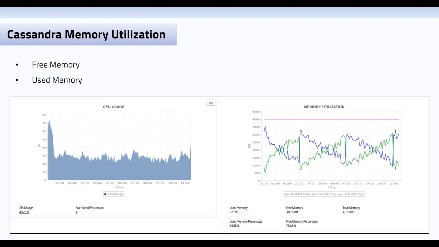Cassandra memory utilization, the free memory and the used memory, again, are important metrics even for Cassandra, similar to MongoDB.